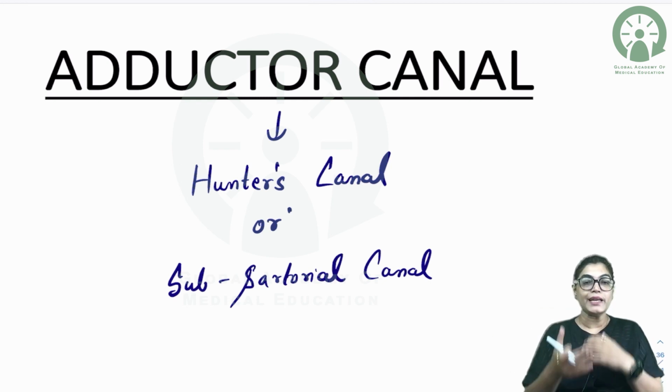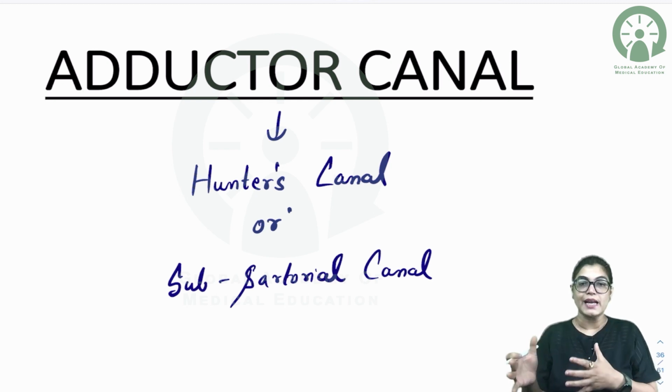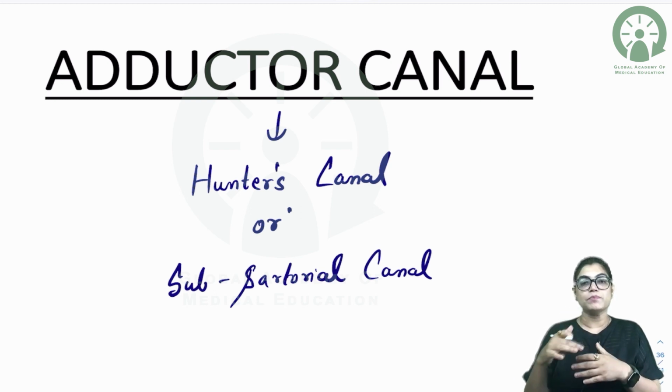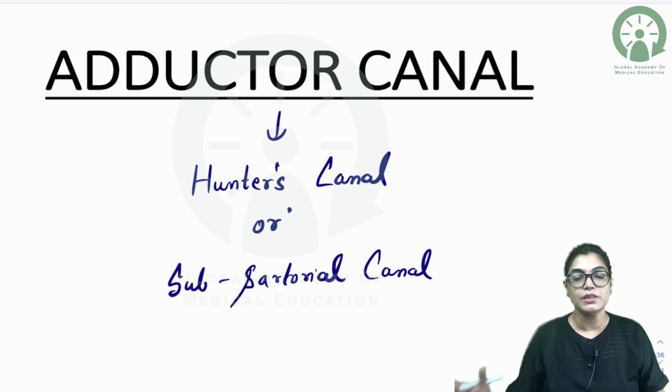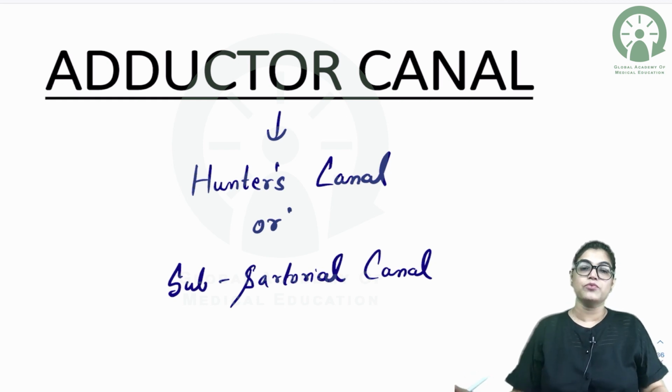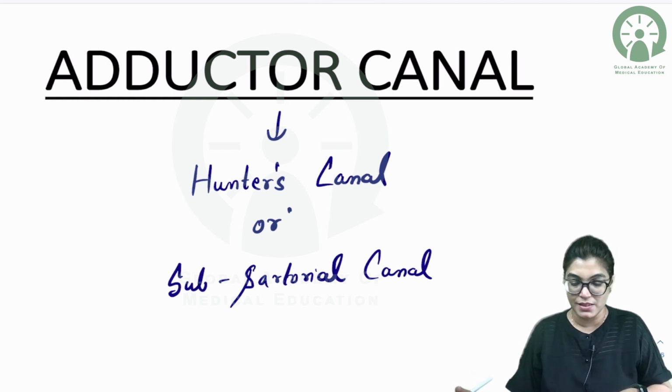Why is it called subsartorial canal? We know that sartorius muscle is forming the roof or the medial wall of adductor canal, and beneath it we have got nerve plexus. 3 nerves are residing there. Together they are forming subsartorial nerve plexus. So, it is also called subsartorial canal. I will give you the details of the 3 nerves which together form the subsartorial nerve plexus.